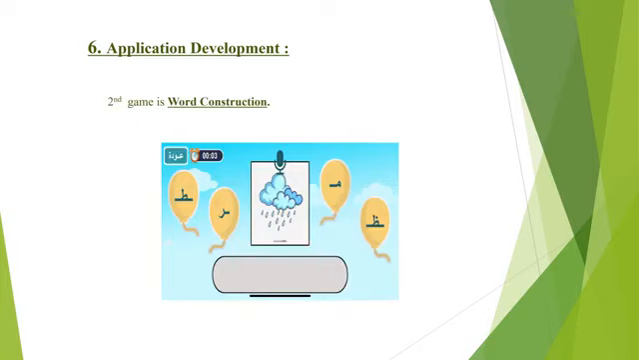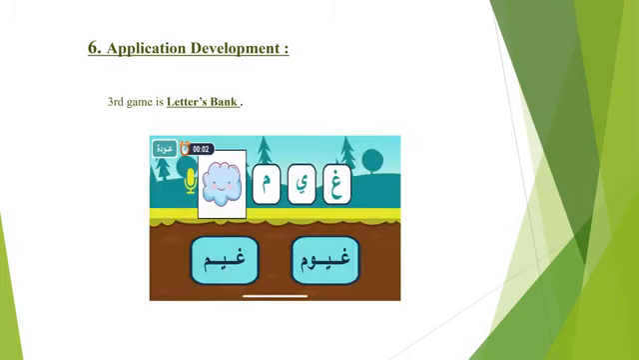The second game, word construction. The students have to tap a specific balloon to choose a specific letter to make one connected and correct word. There are 2 chances in terms of trials for each question with a total of 10 questions. The third game is letters bank. Students will respond to 10 questions in this game as they select the ordering of letters to form words and then choose the correct word from 2 choices.